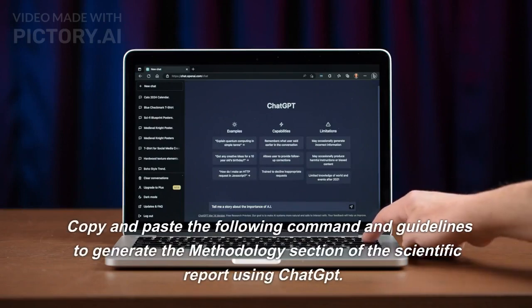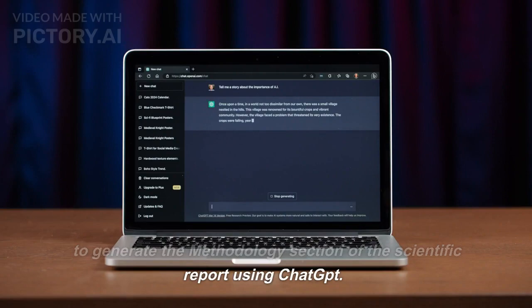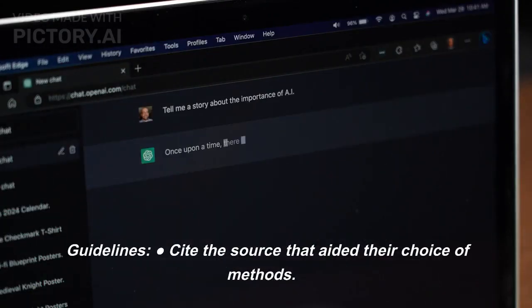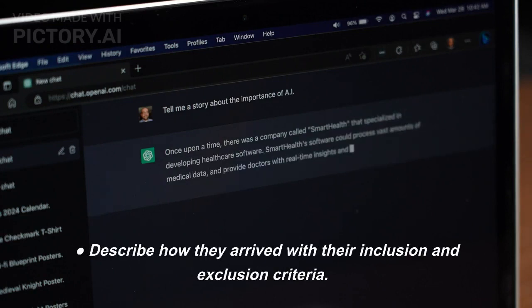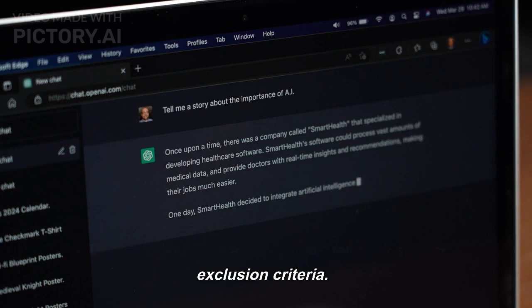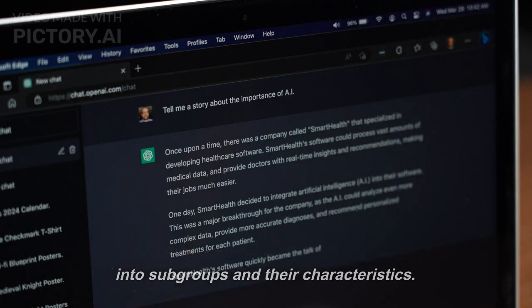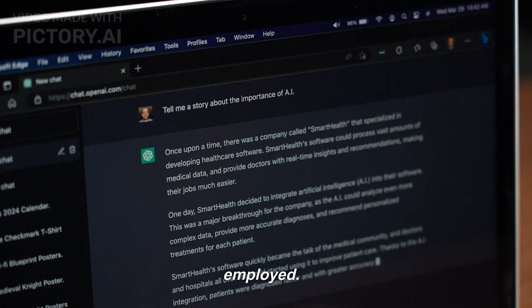Copy and paste the following command and guidelines to generate the methodology section of the scientific report using ChatGPT. Guidelines. Cite the source that aided their choice of methods. Describe how they arrived at their inclusion and exclusion criteria. Explain the process of dividing the chosen group into subgroups and their characteristics. Include a description of any specific equipment they employed.